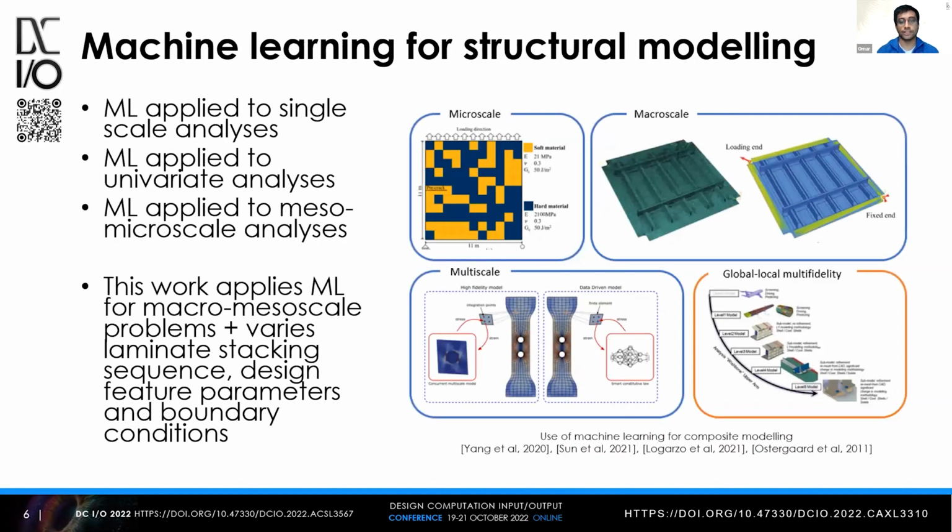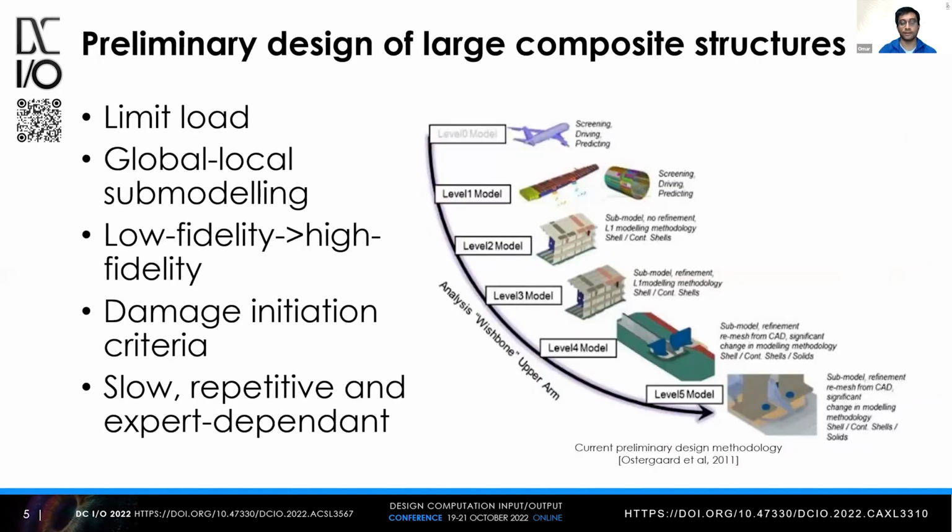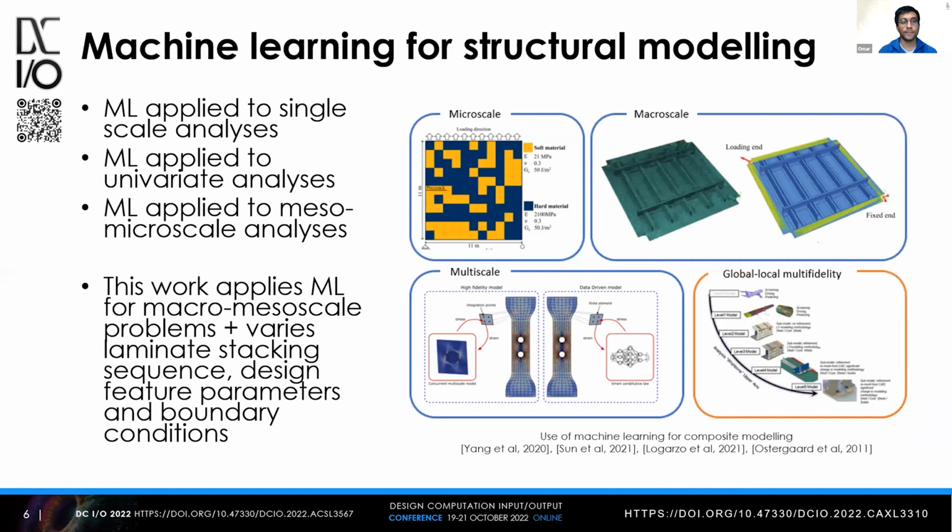Machine learning can address these challenges because the aim of machine learning is to use expert gathered data to inform faster predictions. Machine learning has been used for single scale analyses, such as at the micro scale, where you're looking at the fiber matrix interactions, and at the macro scale, where you're looking at general structural changes.